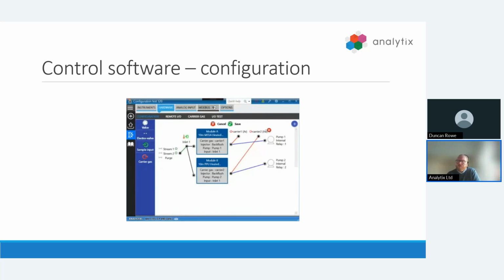Walk through the process, starting with configuration. It's very easy to set up an analyzer. It communicates via IP address with the software, and it'll automatically identify the channels and configurations you have on your system. This is where you would choose your carrier gas for each system, as well as the sample introduction, be that through single sample inlet or gas stream selector.